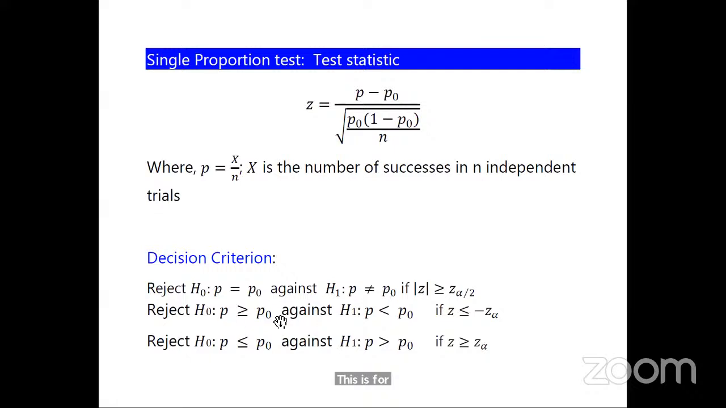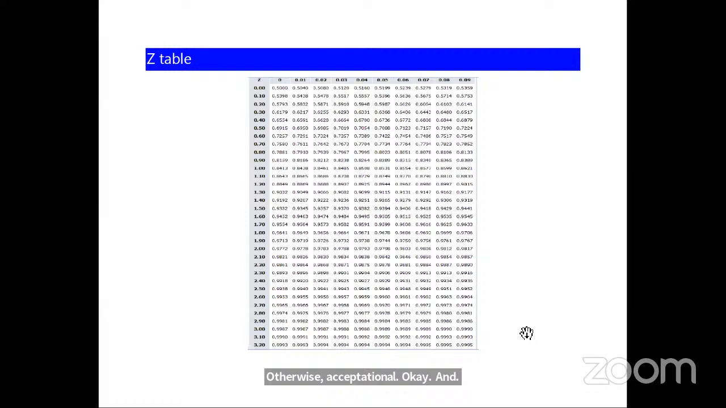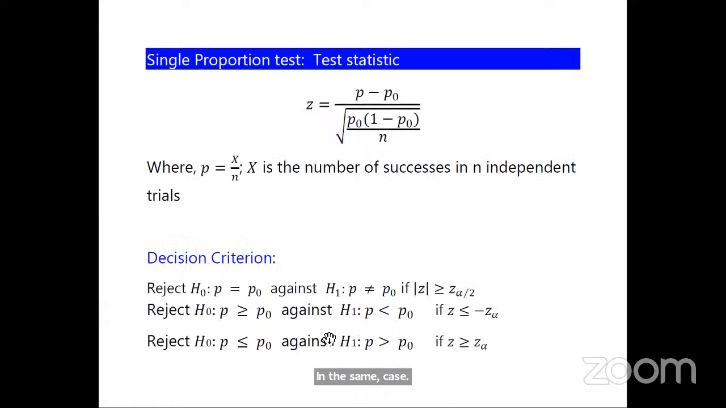If your alternative hypothesis is P less than P0, then the decision will be taken as: if Z is less than or equal to minus Z alpha, then you have to reject your H0. Otherwise, accept H0. Okay. And in the same way, you have to reject H0 if your hypothesis is P greater than P0 and Z is greater than or equal to Z alpha, right? In this way, the decision criteria will be.